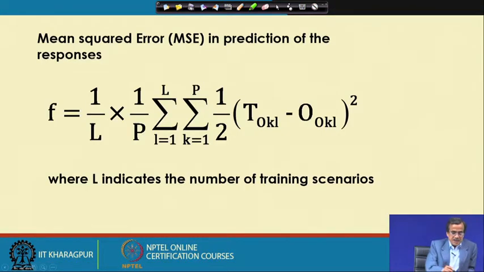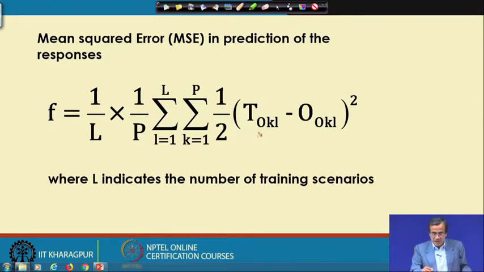So, this is the way we can find out the mean squared error for each of the GA strings. We have to calculate the mean squared error, that is 1 divided by L multiplied by 1 divided by P, summation l equals 1 to L, summation k equals 1 to P, half (T_OKL minus O_OKL) square. Now, what is this T_OKL?